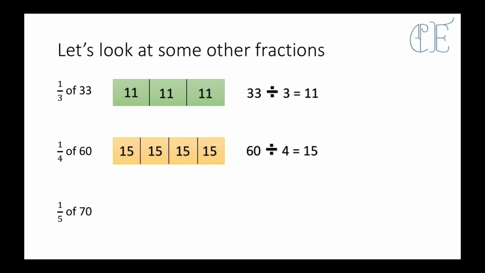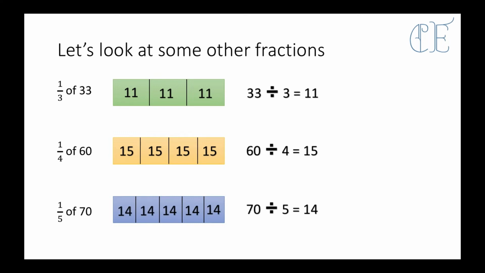The next one is a fifth of 70. So I've got to divide 70 by 5. I've split my box into 5, and 70 divided by 5 is 14. So that goes in there like that.